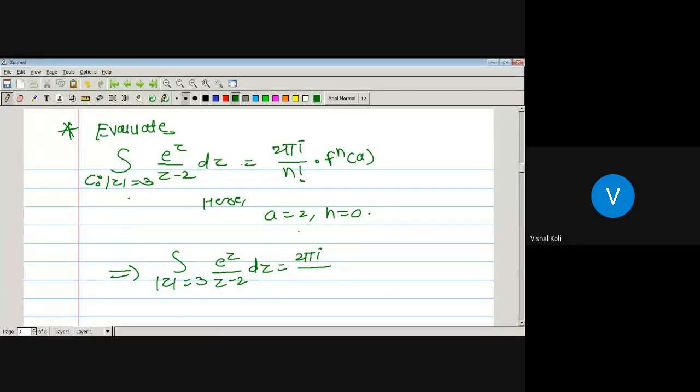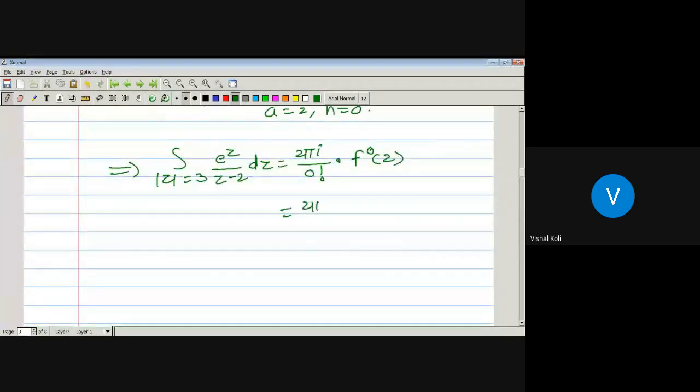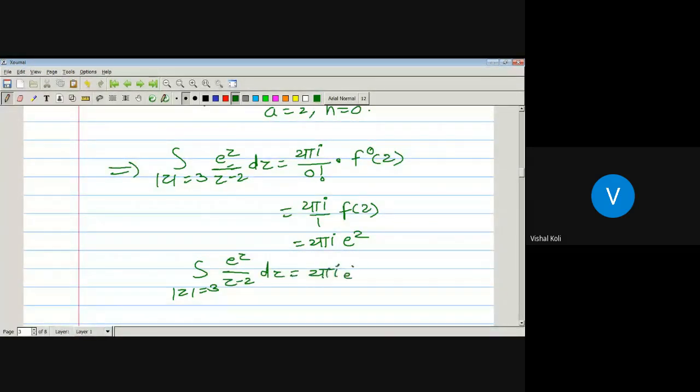Okay, so which is nothing but 2 pi i divided by n factorial, n is 0, 0 factorial into f^n(a), that is f of 2, which is nothing but 2 pi i. 0 factorial will be 1. So which is equal to 2 pi i. What is f of 2? As f of z will be equal to e raised to z, then what is f of 2? Which is nothing but e square. So the integral over the curve mod z equal to 3 of e to the power z divided by z minus 2 dz is equal to 2 pi i e square.